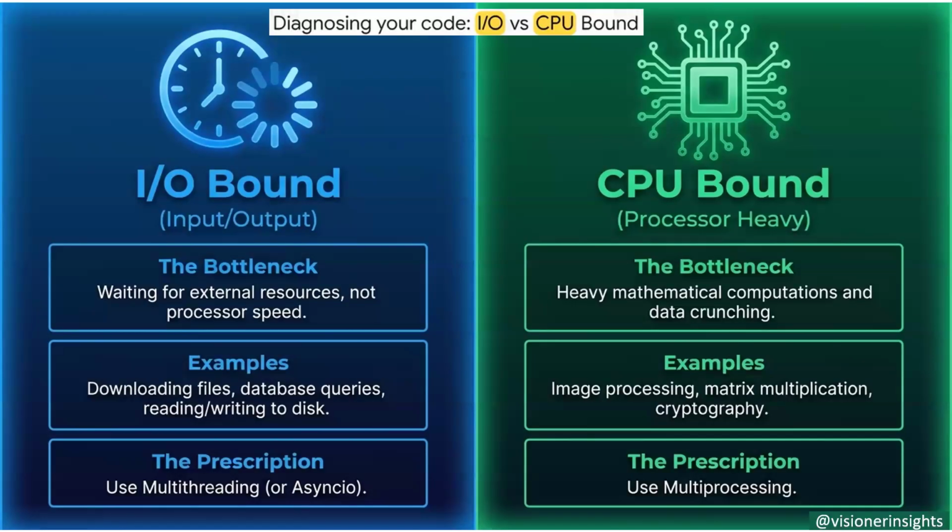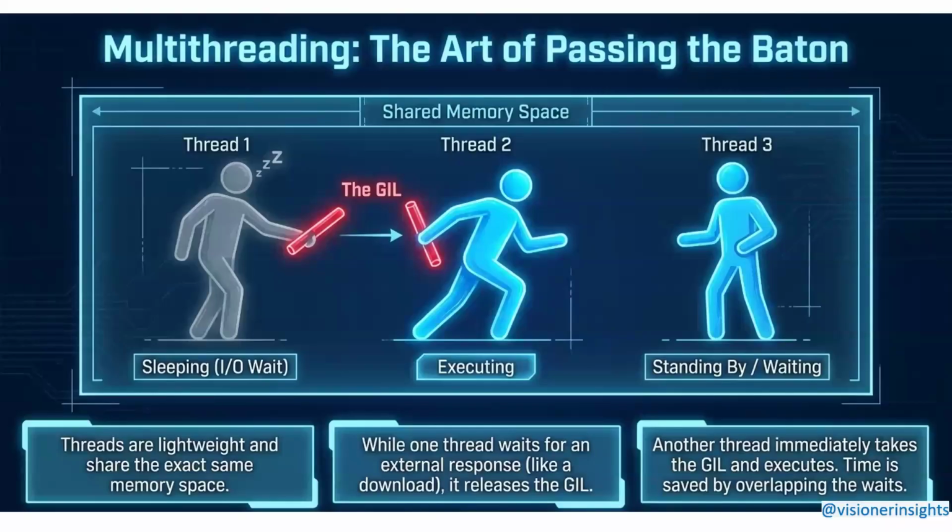So here's the deal. For the slow, waiting tasks, our prescription is multi-threading. For the fast, heavy thinking tasks, we prescribe multiprocessing. Let's look at the I/O cure first. Multithreading is essentially the art of passing the baton. Remember our super strict bouncer, the GIL? Well, threads are actually pretty smart about this. They all share the exact same memory space.